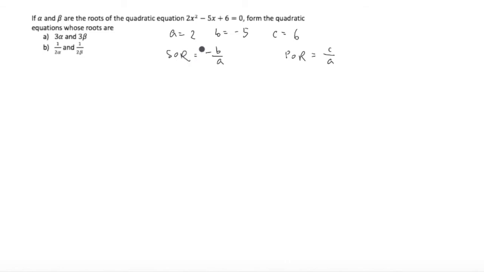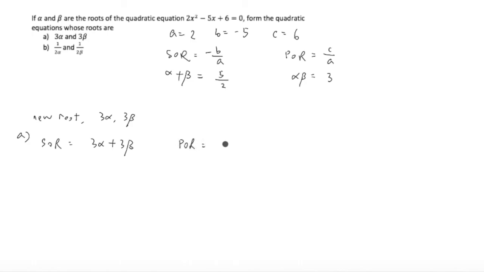Sum of root will be alpha plus beta, negative B over A. So negative 5, so 5 over 2. Product of root is alpha beta, C over A. So 6 over 2 is 3. So this is information. Okay, now A. New root, we say new root, with 3 alpha and 3 beta. So sum of root is 3 alpha plus 3 beta. Product of root will be 3 alpha multiply 3 beta.